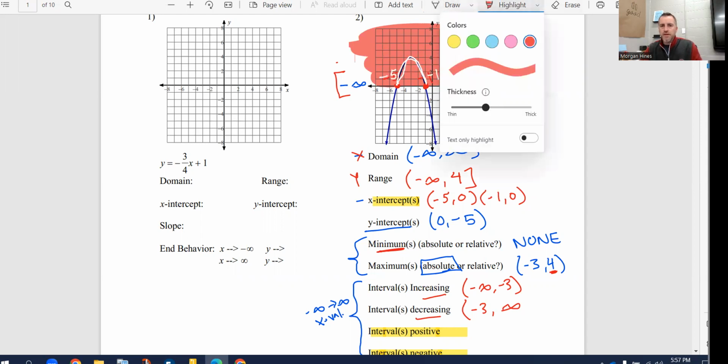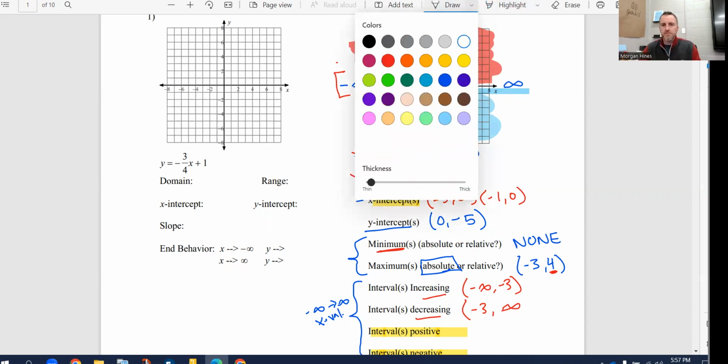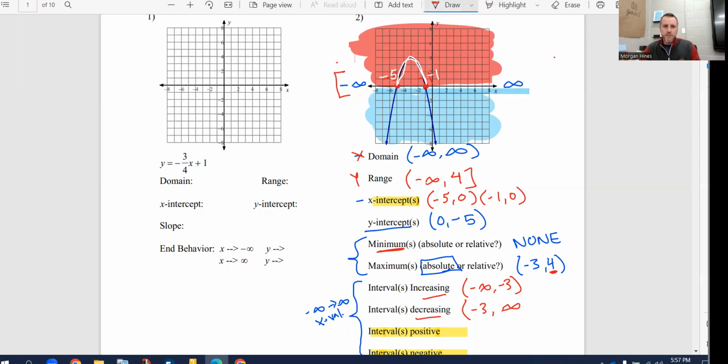And then negative is anytime it's below that line. I don't know why this is harder to shade down here, but anytime it's down here, that's negative. And you see that there's two portions when that happens. So we have to define all of those moments when those things happen. So the first interval is from -infinity until the first x-intercept, which is -5.